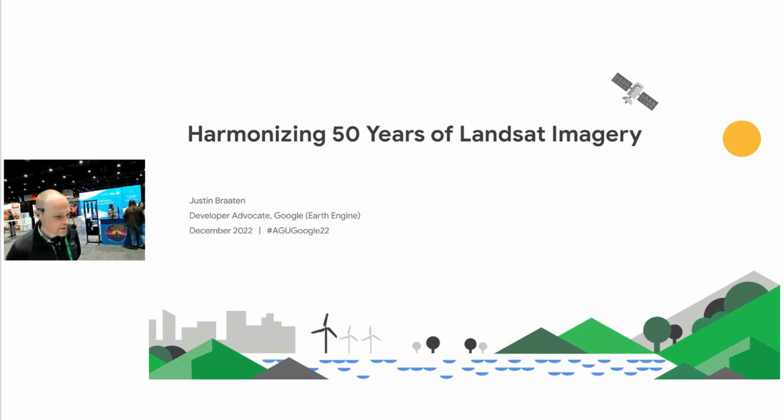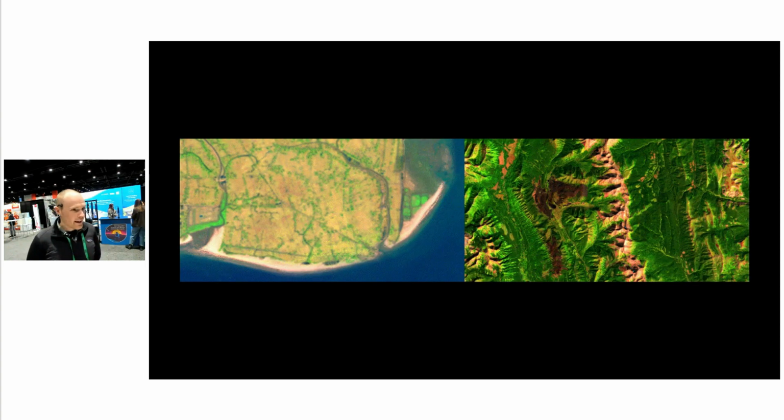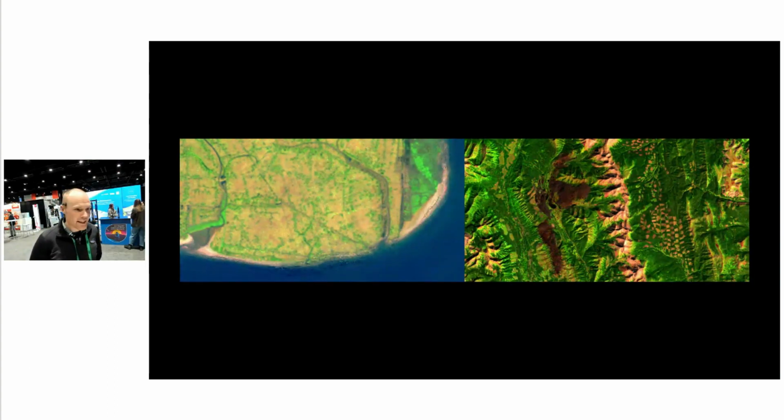Today I'd like to talk about harmonizing 50 years of Landsat imagery. This is an exciting year for the Landsat program. It's their 50th year of imaging. And this is an incredible record of Earth change. So what we're seeing here are a couple of animations of a Landsat time series from 1984 to the present.